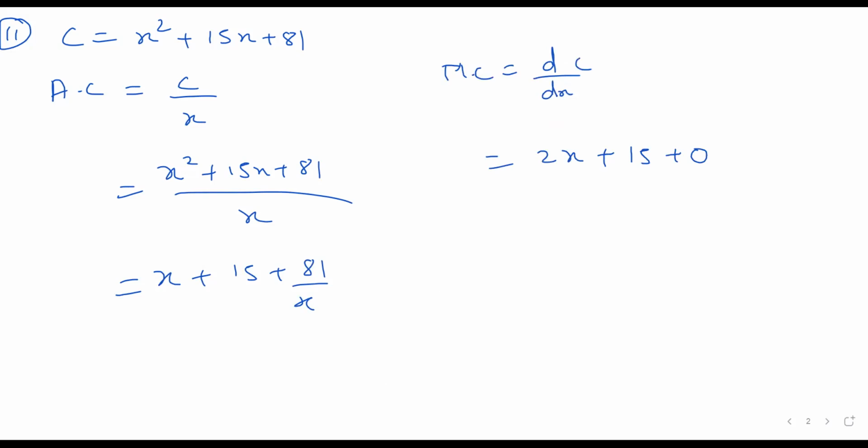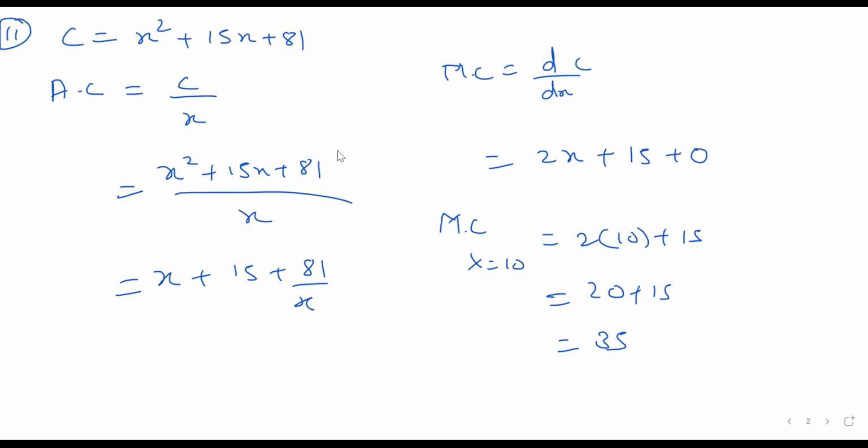Now what do we want? Want to find average and marginal cost. We want to find marginal cost when X is 10. Marginal cost when X is equals to 10 is 2 into 10 plus 15. 20 plus 15. Your answer is 35.